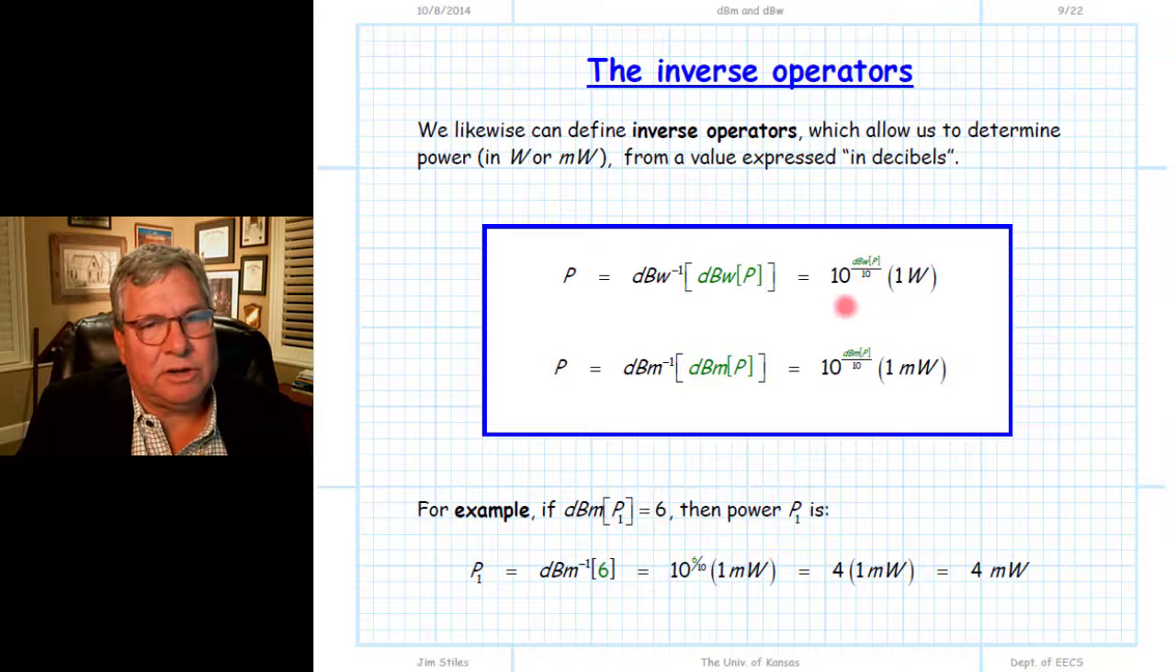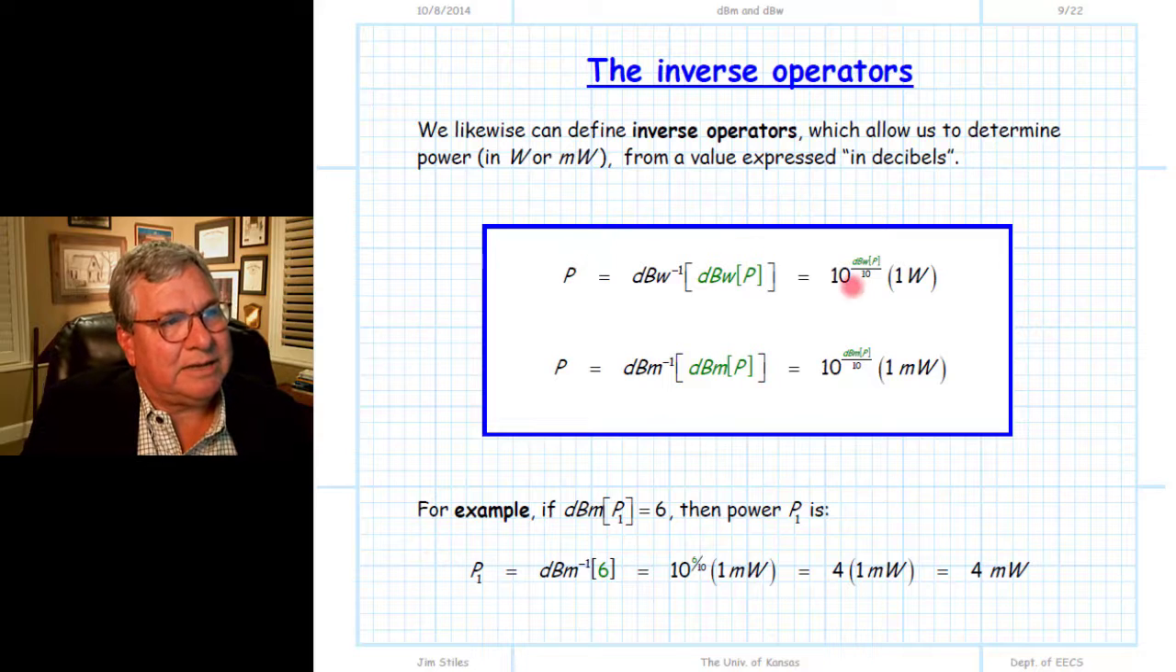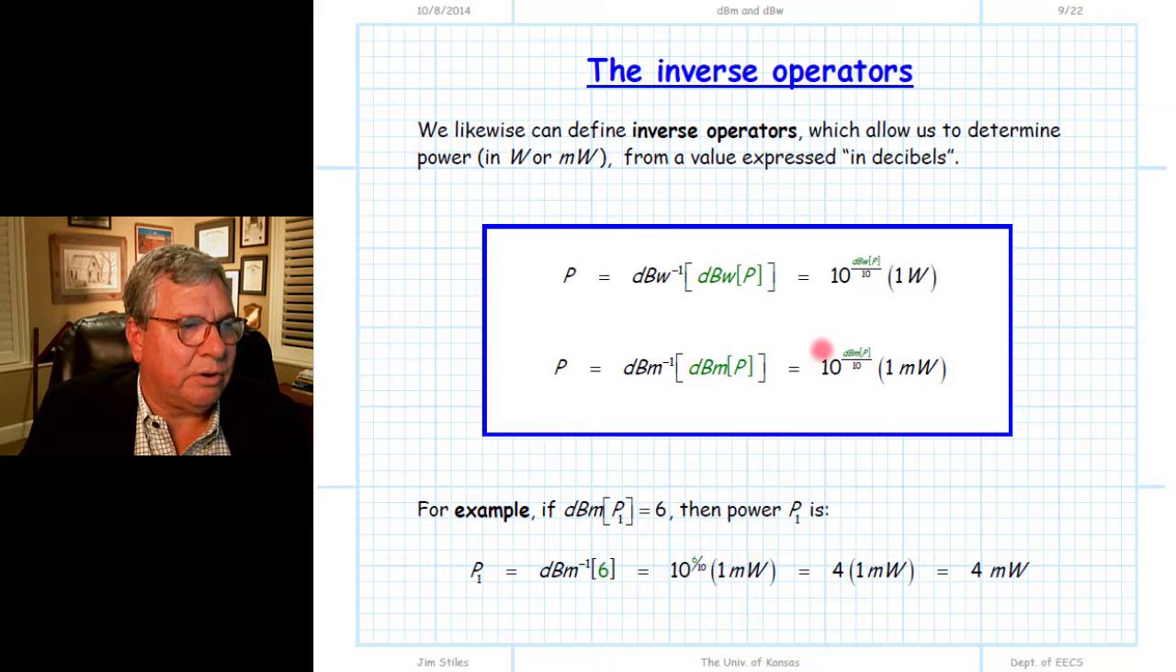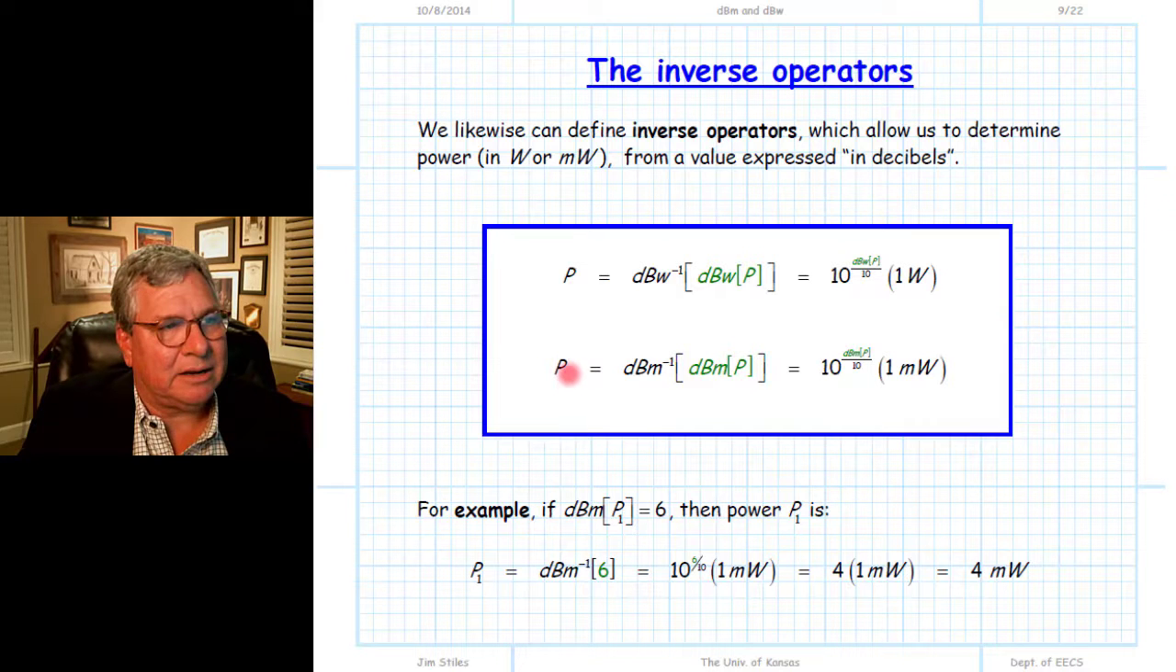This term out front is a unitless value. And of course, our power has units of watts, joules per second. And so we take this unitless value and then we multiply it by 1 watt. And that gives us our power in terms of watts. The similar thing here, when we take the inverse operator, we take the power when expressed in dBm, divide by 10, take 10 to that value, and then we multiply that by 1 milliwatt. This is a unitless coefficient. Then we multiply it by 1 milliwatt to get a value of power in milliwatts.